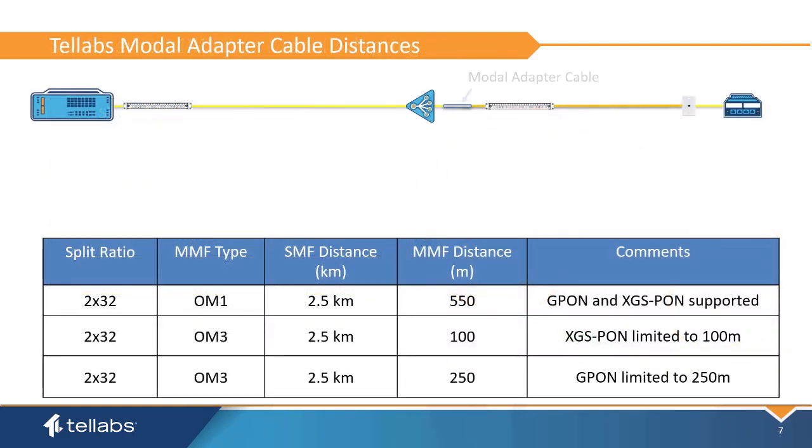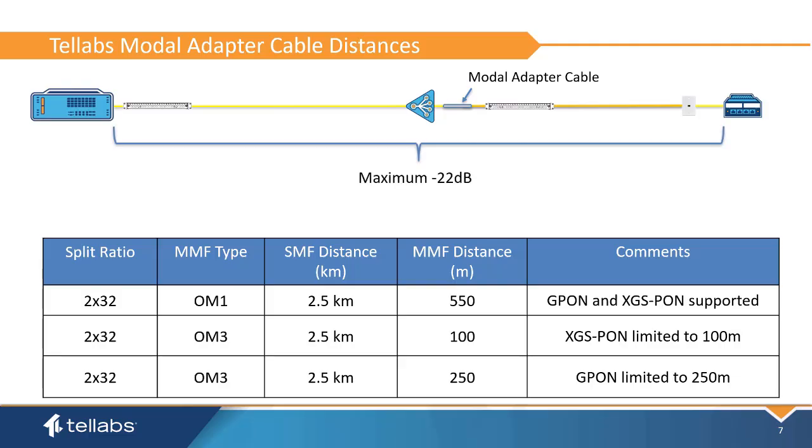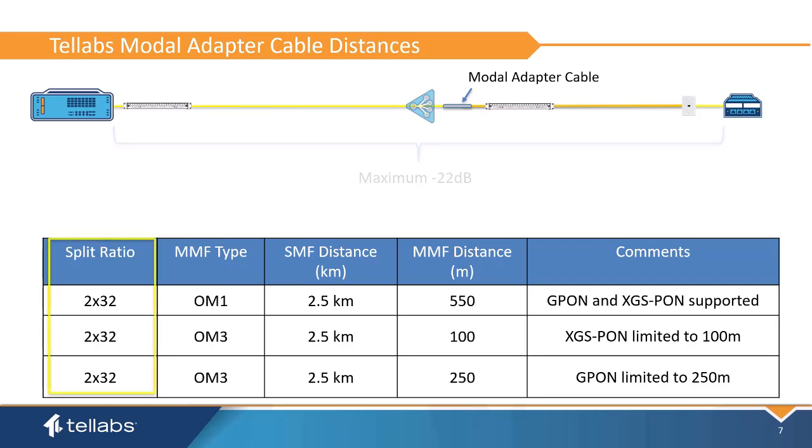When using the modal adapter cable, the ODN should be specified for no more than 22 dB of loss. As a general guideline to maintain that insertion loss, splitters should be no larger than 2 by 32 and single mode fiber lengths should not exceed 2.5 kilometers. Multimode fiber distances depend on the type of fiber and the PON protocol supported.